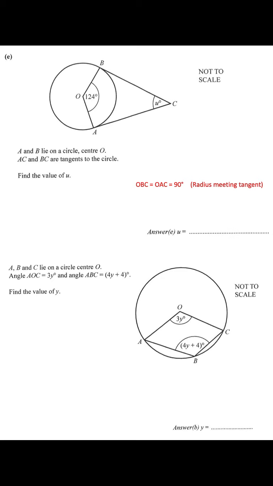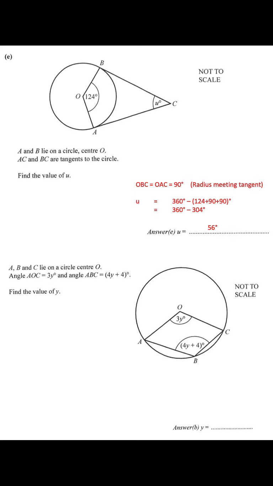So that kite-like shape, OACB, is a quadrilateral. It's got to add up to 360 degrees. So the missing angle U is 360 minus the 124 and the two 90s. 360 minus 304, 56 degrees.